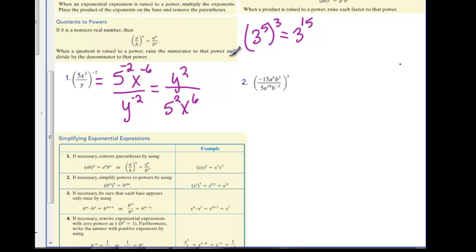So the first one, we just had an x on top and a y on bottom, so we didn't have any common variables on top and bottom. But with number 2, we do have common variables on top and bottom, so we can combine them, right? Or we can essentially reduce it or simplify it.